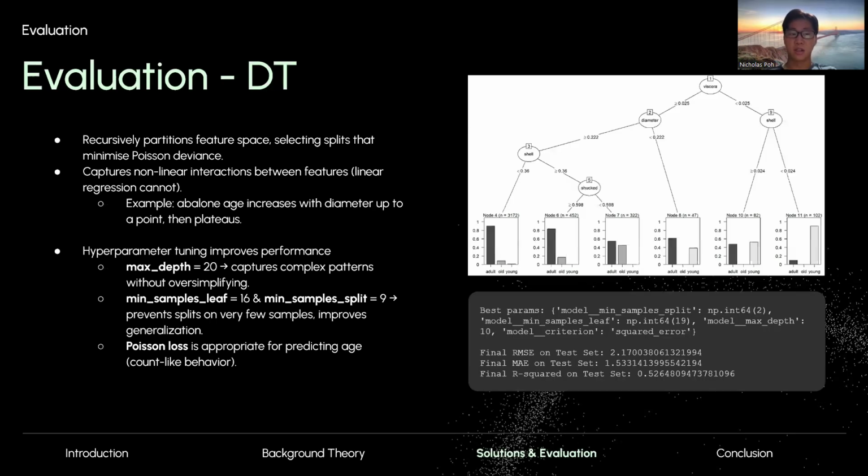coefficients. Decision tree works by recursively partitioning the feature space, selecting splits that minimize Poisson deviance. It captures non-linear interactions, unlike linear regression, such as abalone age increasing with diameter up to a point before plateauing. Hyperparameter tuning increases performance by creating a balance that captures complex patterns without oversimplifying, and prevents overfitting on small groups.